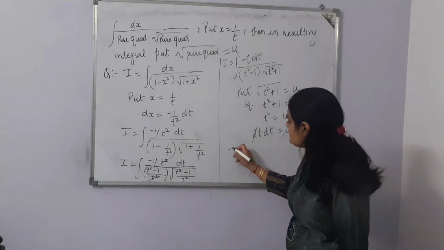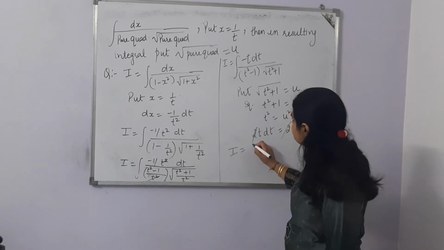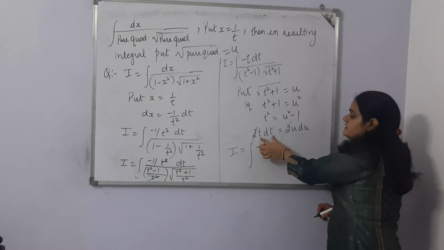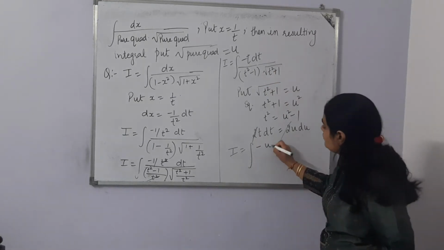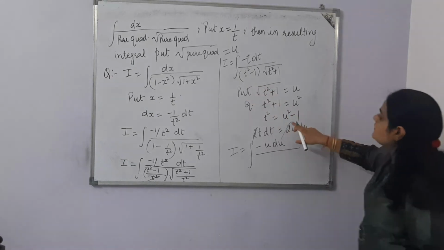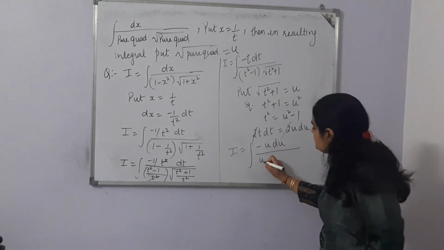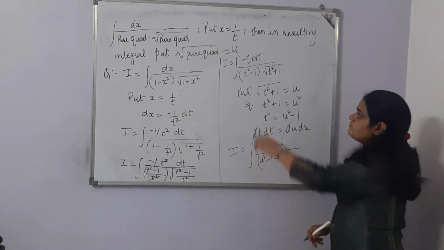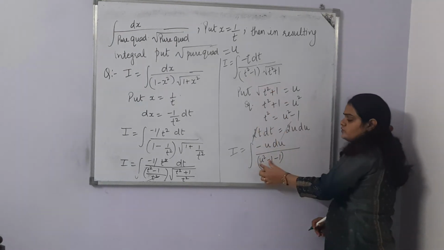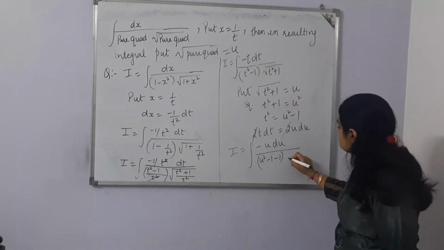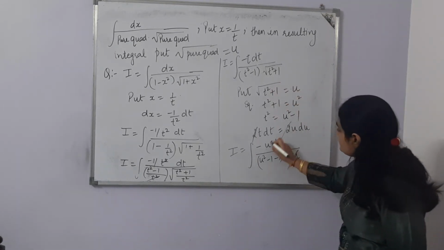Now we'll substitute it in the integral minus of t dt. What is t dt? t dt is equals to u du whole upon t square. What is the value of t square? It is u square minus 1, and again minus 1 is there. I substituted the value of t square, which is u square minus 1, then minus 1, and under root t square plus 1 is equals to u. So u will cancel out with u.